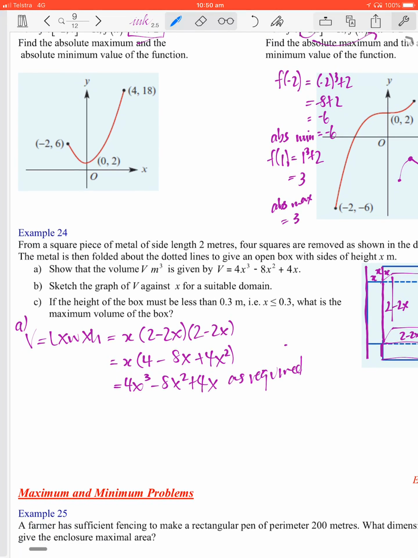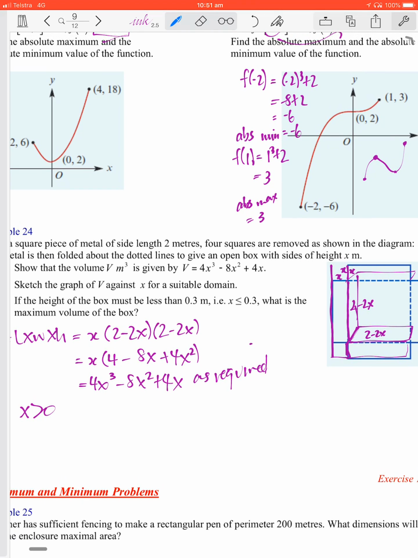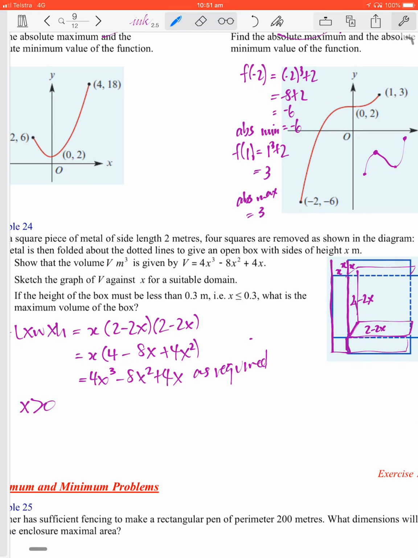Okay, sketch the graph of V against x for a suitable domain. Now, to work out our suitable domain, first we know x has to be greater than 0, otherwise we wouldn't have a three-dimensional box, like we wouldn't have a box that's going up. And we also know that the side lengths must be greater than 0. So 2 minus 2x has to be greater than 0.